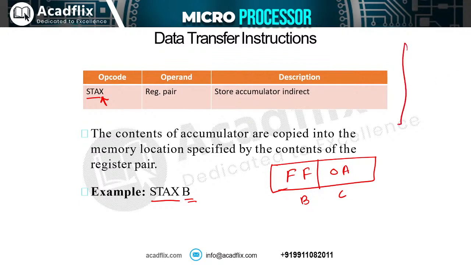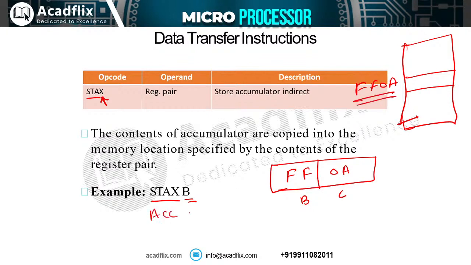You will go to the register BC and read the address, that is FF0A. Then whatever value we have in the accumulator will be stored at the memory location pointed to by the register pair BC. So you will go to the register pair BC, find the location FF0A, then go to the location FF0A in the memory and store the value of the accumulator into it. So this is simply store indirect.